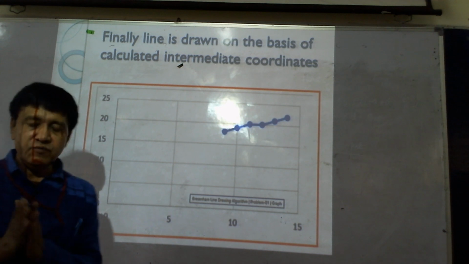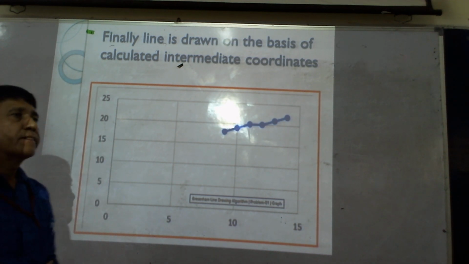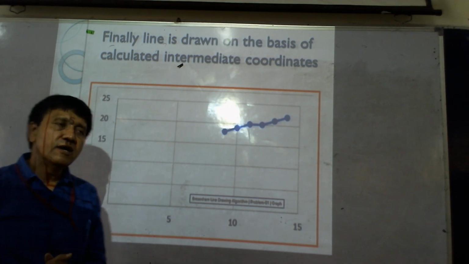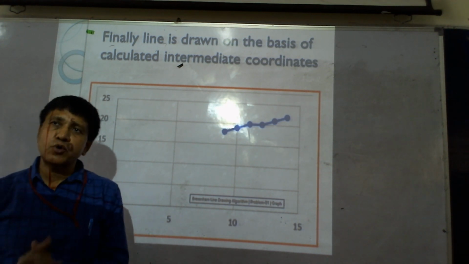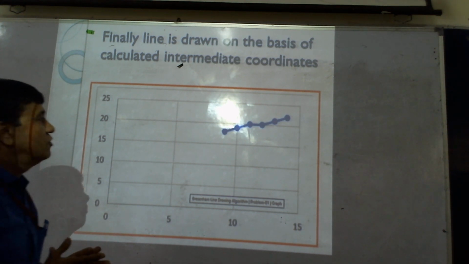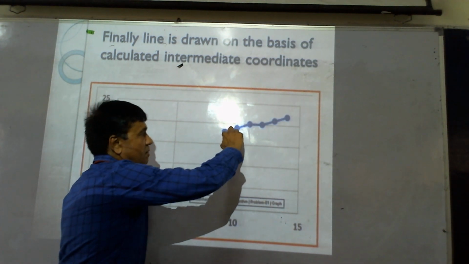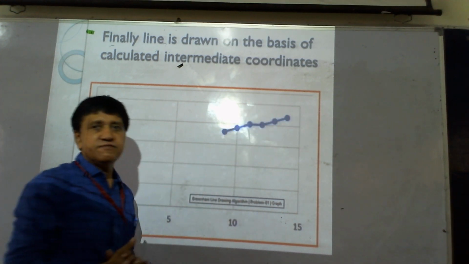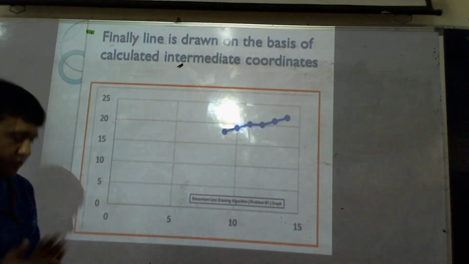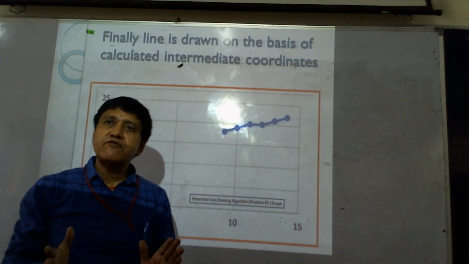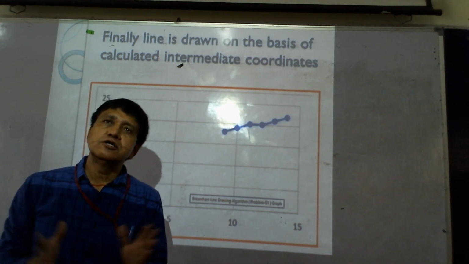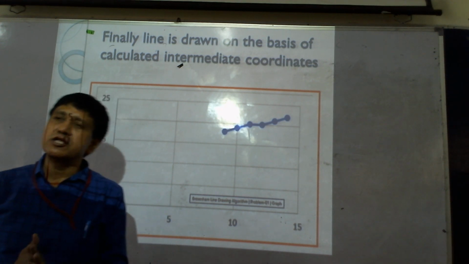So when we have to draw this line, an application program is used to calculate the coordinates and then apply the graphical program, which draws the lines on the basis of these points which we have got from the calculated coordinates. This is the method of drawing the line using the Bresenham line algorithm.